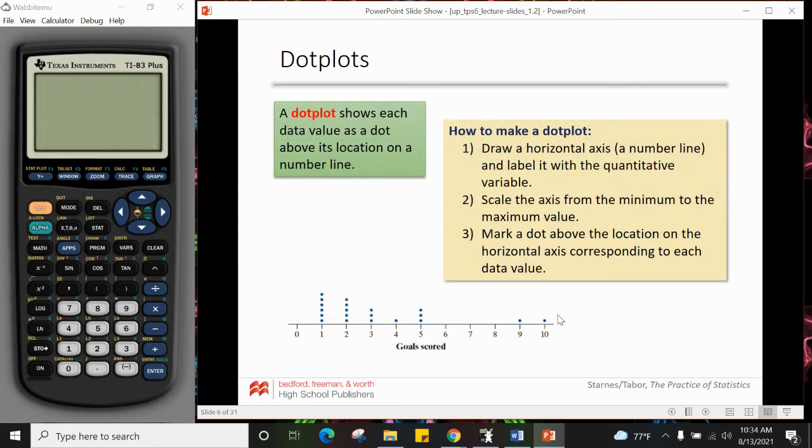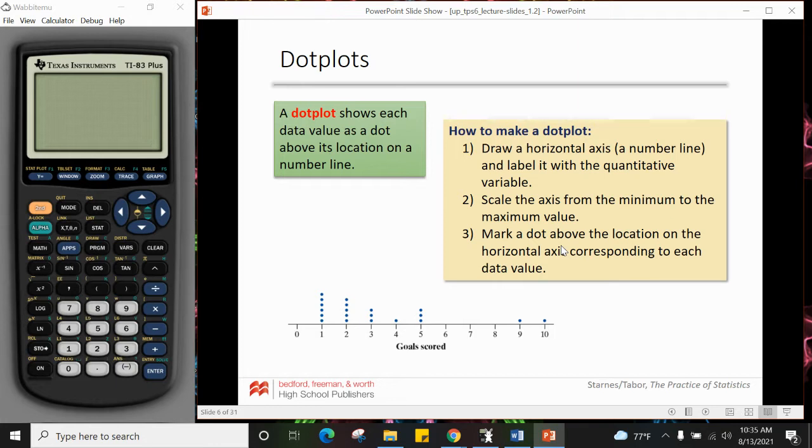Some good things about dot plots. Well, one, it is one of the most often used ways to show quantitative data. The other thing is it can be used for small or large data. To do it by hand, it's really nice for small data because you just draw your number line and put a dot or an X on each spot.